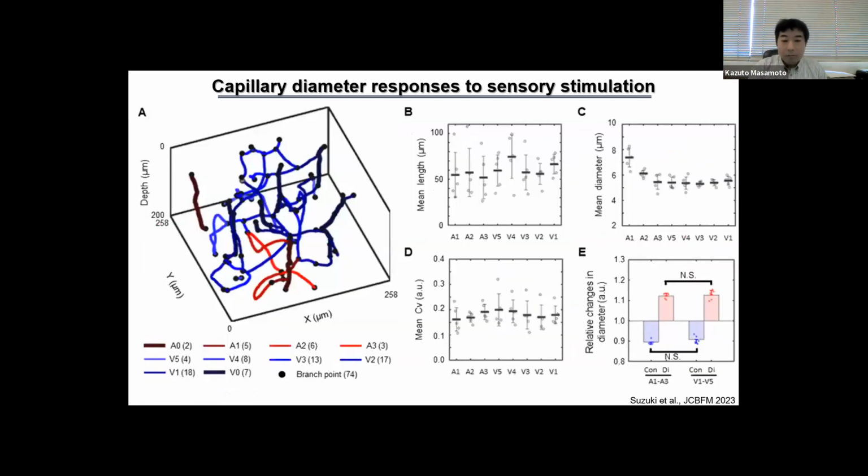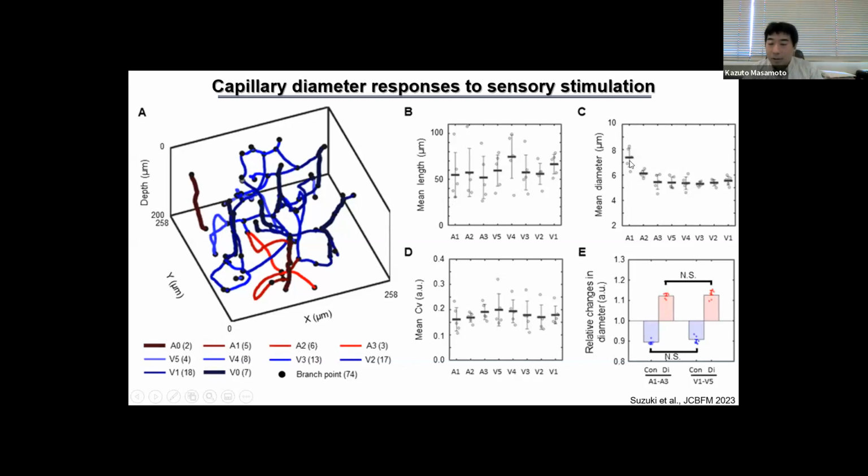So that maybe could change over the artery to the venous side, but that is not true. We compared the networks from the penetrating artery to the venules, then divided each capillary's location based on the distance from the artery to the vein, based on branching point. And this is the mean length, and this is the mean diameter at rest.